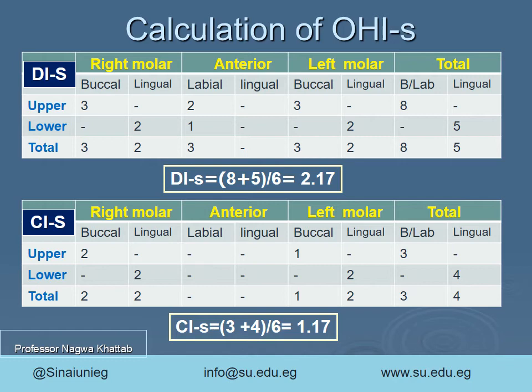The same for the calculus index. You have to score all the surfaces, then get the total divided by 6. It is 1.17. The oral hygiene index simplified is the sum of both. It was 3.34.